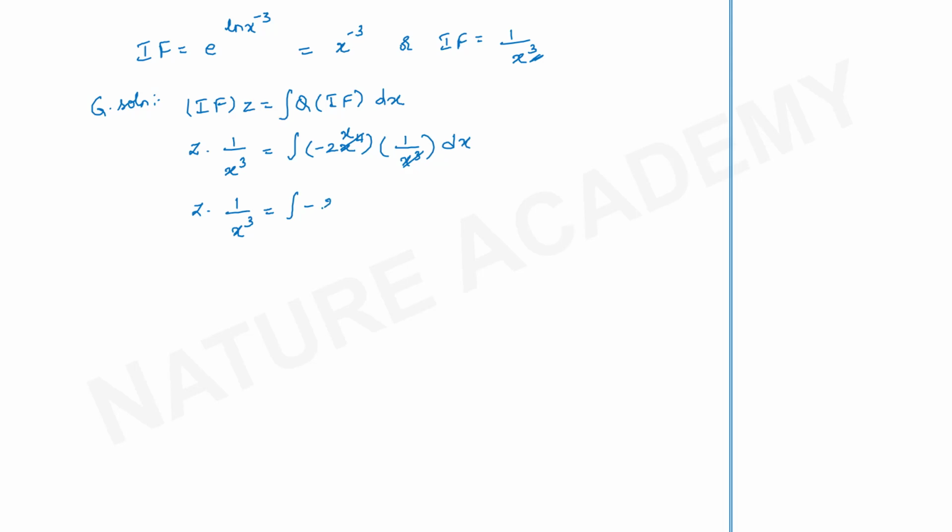So on the right hand side I will have minus 2x dx, or z by x cube is equal to minus 2 times integral x dx, which in turn can be written as minus 2 into integral x, which will be x square by 2 plus c. Here 2 will get cancelled and I will have z by x cube is equal to minus x square plus c. Now I can put back z is equal to 1 by y cube.